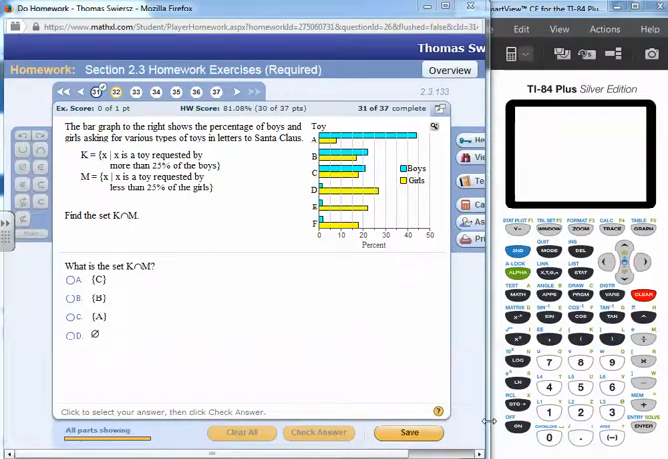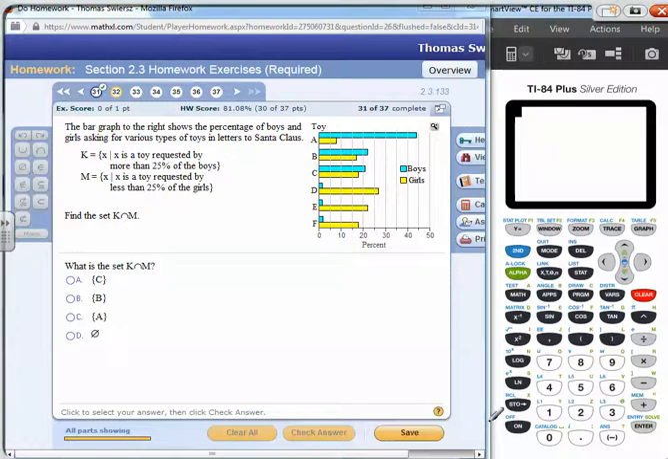Let's solve homework exercise number 32 from section 2.3. It says use the bar graph at the right to show the percentage of boys. The bar graph shows the percentage of boys and girls asking for various types of toys in letters to Santa Claus. K is the toys requested by more than 25% of the boys, and M is the toy requested by less than 25% of the girls. Find the set K intersect M.